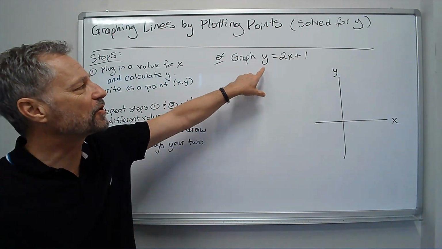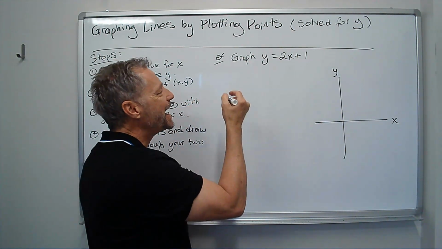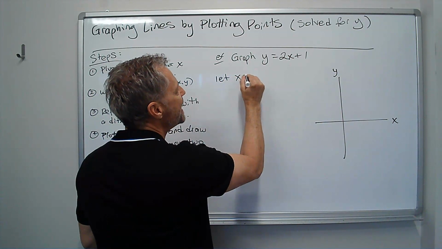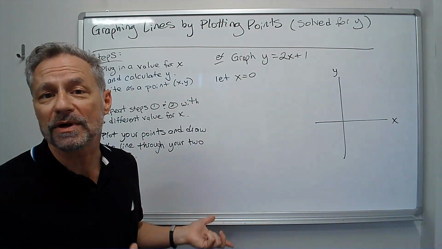So here's an example: graph y equals 2x plus 1. First thing I do is I just pick any value for x. I usually like to pick 0 if I can. 0 usually works out real nicely. That's usually one of the points I pick.